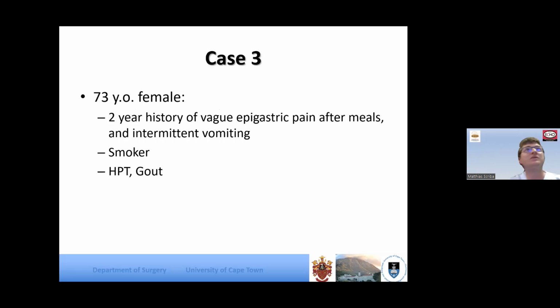Okay, so now we're going to look at a couple of other funny polyps. So case number 3 is a 73-year-old female that came with, again, quite similar symptoms as the last case. So she had a 2-year history of quite pronounced epigastric pain after meals and intermittent vomiting. At times we thought she had an element of gastric outlet obstruction. She was also a smoker, and had a history of hypertension and gout.